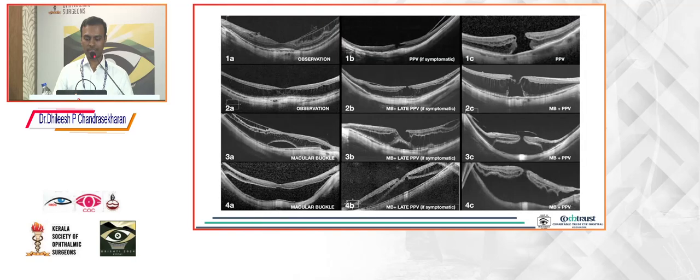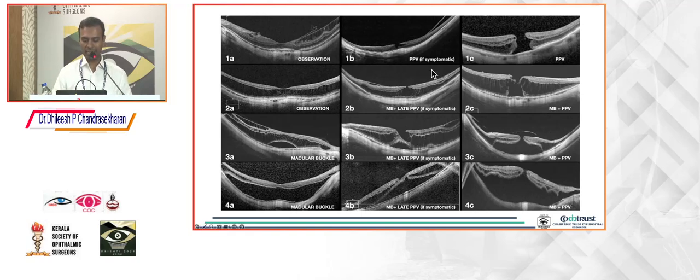So this is the management which is described in a single slide. In initial stages 1A and 2A, you can safely observe the patient, and macular buckle is the treatment of choice for stage 3A and 4A, where perpendicular traction is the main component, and 1B and 1C, your PPV is the treatment of choice because the main component is tangential traction.